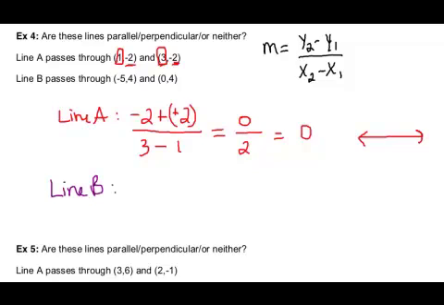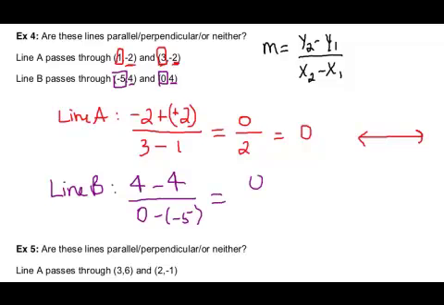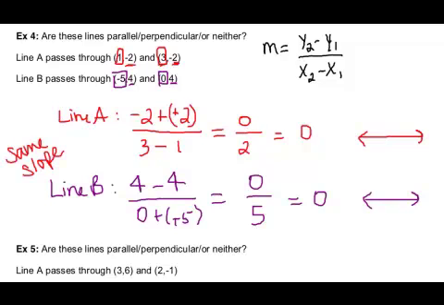Then we need to find the slope of line B. So again, we first start with our y value, so y2 is going to be 4 minus 4, or our y1, over our x2 is 0, and our x1 is negative 5. 4 minus 4 is 0. 0 minus a negative 5, remember adding the opposite, so this is a positive 5. Again, 0 over 5 is 0. And again, that is a horizontal line. So notice that they have the same slope. Since they have the same slope, we know that these two lines are parallel.